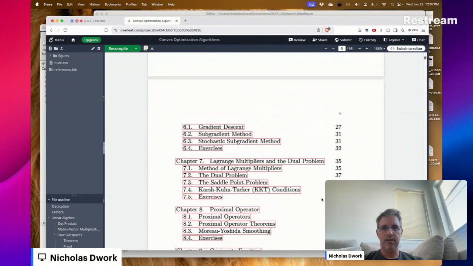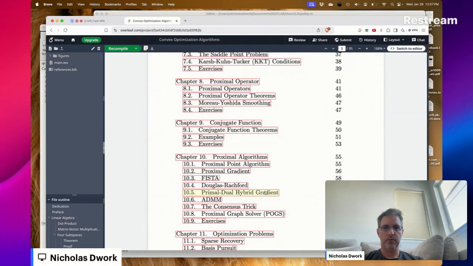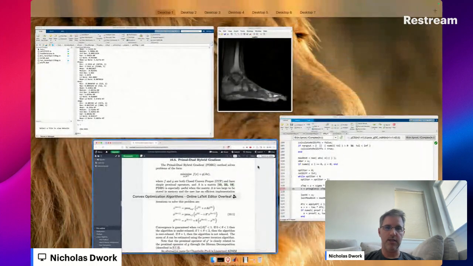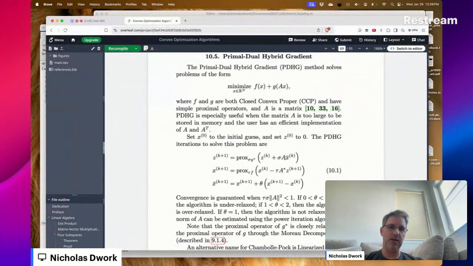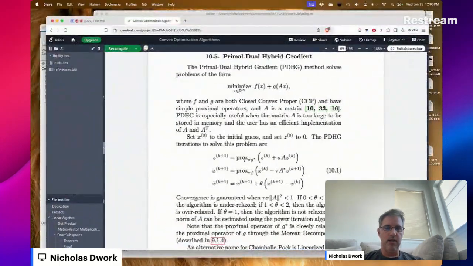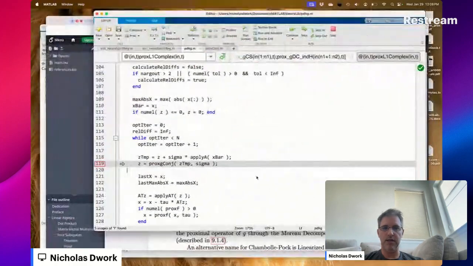PDHG. We have the proximal of sigma G conjugate. Here we're doing F plus G. Okay, so we start out with the prox of sigma G. Well, we start at Z plus sigma A X bar. Then we do the prox of sigma G conjugate.